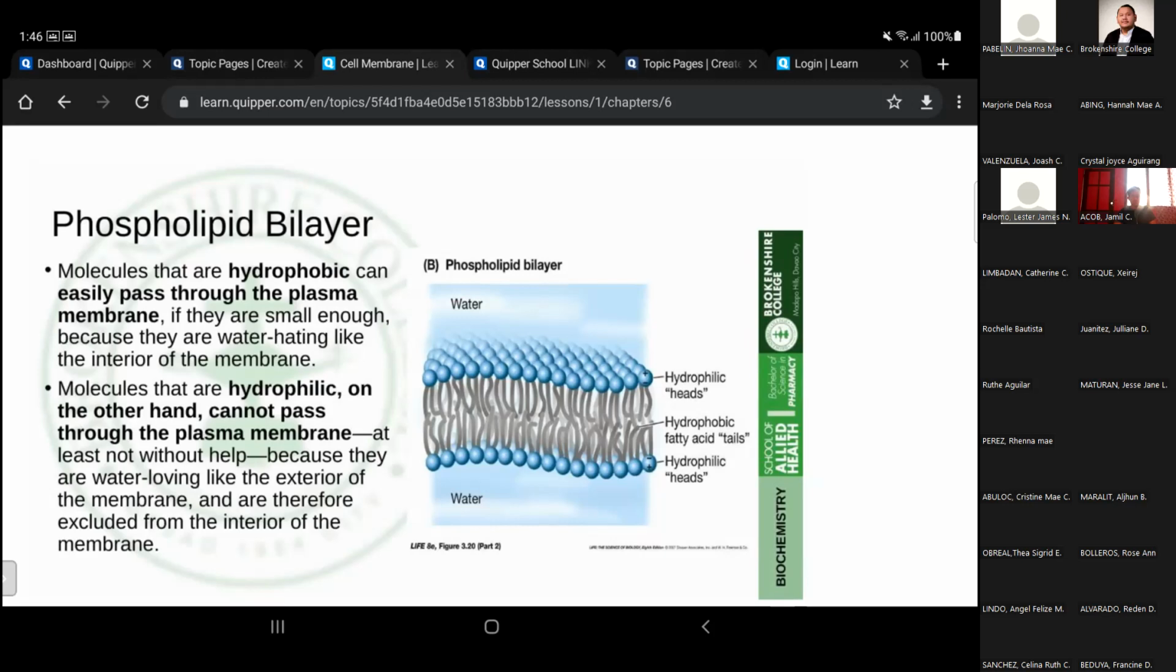Unlike those water-loving. But of course, water-loving molecules or substances could pass through with the help as well of other structures of the plasma membrane. Nakakapasok naman sila, but they cannot pass through directly. But rather they could pass through mga protein channels na to, yung mga integral tsaka peripheral proteins. So doon pwede silang makapasok. And by means of the process of active transport.